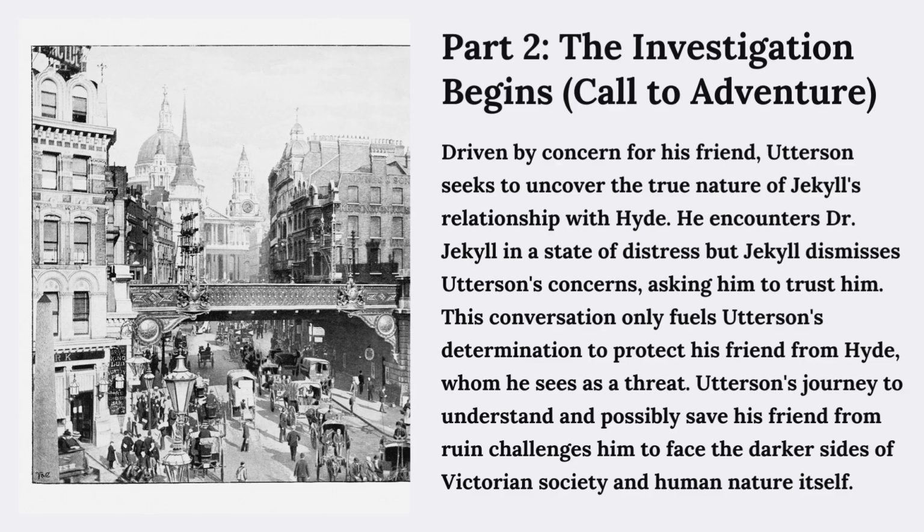Part 2. The investigation begins. Driven by concern for his friend, Utterson seeks to uncover the true nature of Jekyll's relationship with Hyde. He encounters Dr. Jekyll in a state of distress, but Jekyll dismisses Utterson's concerns, asking him to trust him. This conversation only fuels Utterson's determination to protect his friend from Hyde, whom he sees as a threat. Utterson's journey to understand and possibly save his friend from ruin challenges him to face the darker sides of Victorian society and human nature itself.